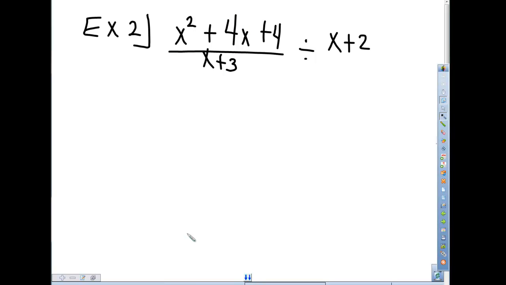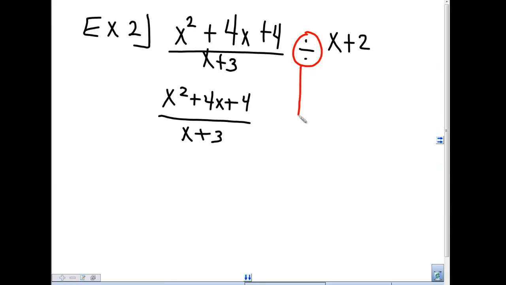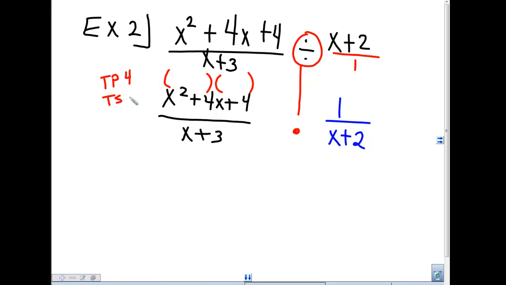Example 2. The first thing we need to do is rewrite the expression and change it to a multiplication problem. We changed a division symbol to a multiplication symbol. Remember, x plus 2 is over 1, so we flip the second fraction, and the reciprocal to that is 1 over x plus 2. Now we factor completely. Using target product, target sum, I'm looking for the two factors that multiply to give me a 4, but they add together or combine to also give me 4. Those factors are 2 and 2. The 1, the x plus 3, and the x plus 2 are already factored completely.